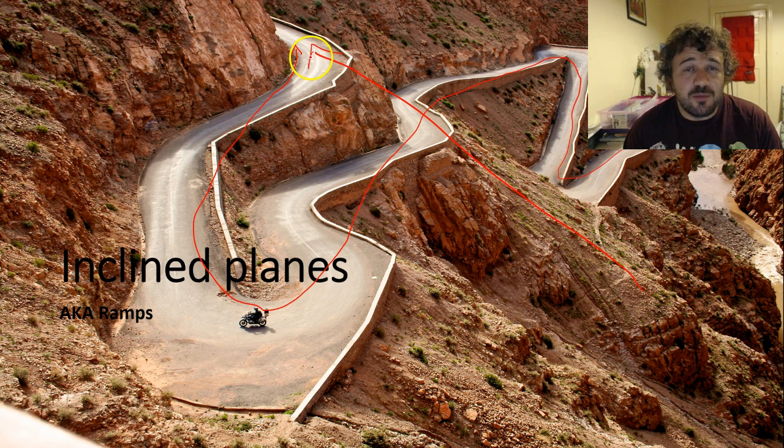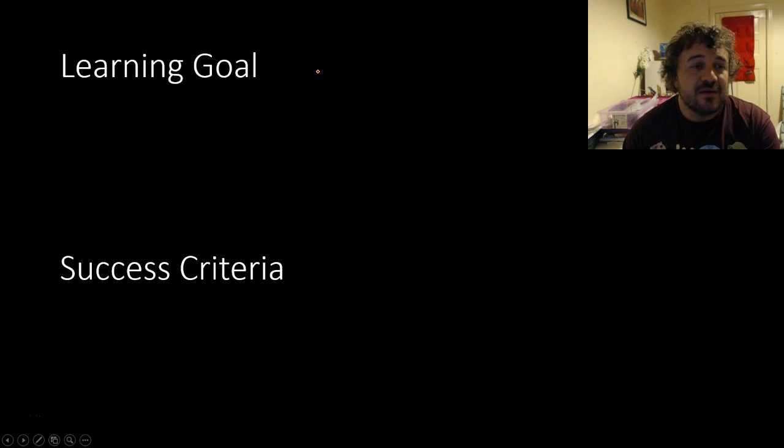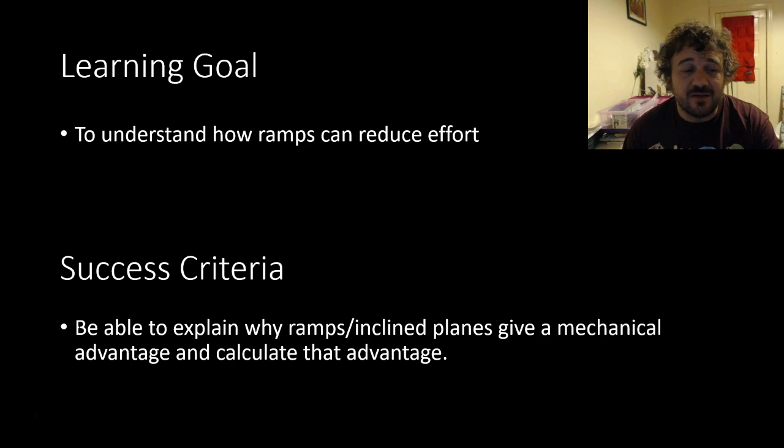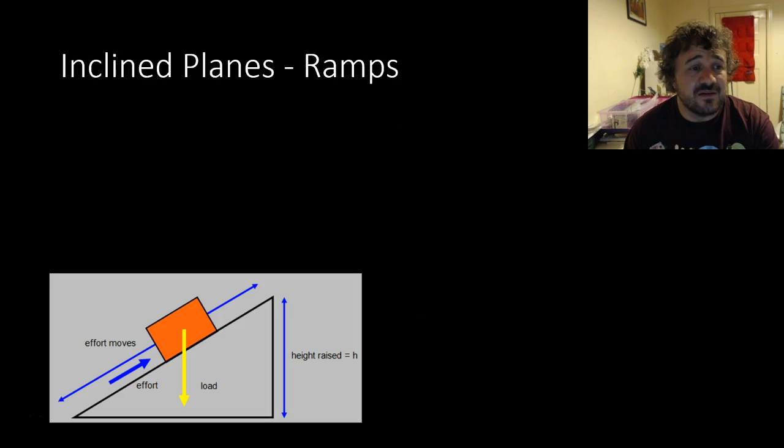And it does this not by decreasing the amount of work we have to do, but by increasing the distance and thus decreasing the effort. So our learning goal is to be able to understand how ramps reduce effort, like most simple machines. And at the end, we should be able to explain, using the correct vocabulary, how an inclined plane gives you a mechanical advantage and how to calculate that advantage.